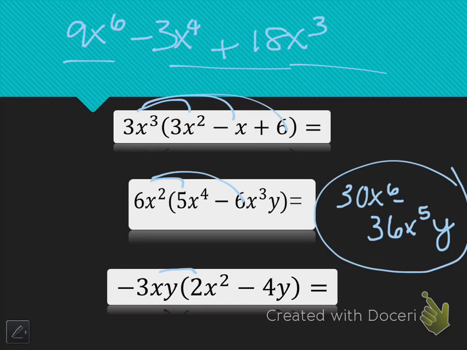So this last one is going to be negative 6 x cubed y plus, because now we got a negative times a negative, 12x, and then we have 2y, so it's going to be y squared.